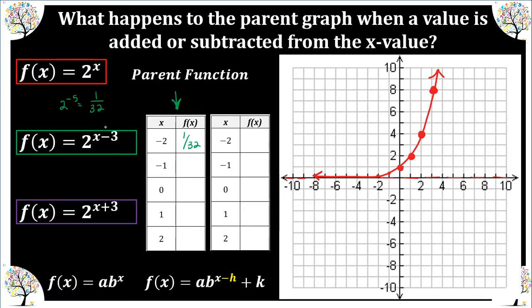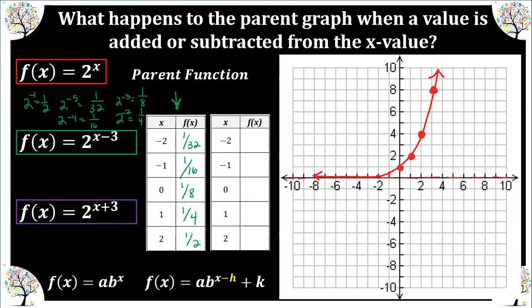Now I'm going to plug in -1. When I plug in -1, I get 2 to the -1 minus 3, which is -4, and we get 1 over 16. When I plug in 0, I get -3, 2 to the -3. This is going to be 1 over 8. When we plug in 1, we get 2 to the -2, which is going to be 1 over 4. And when we plug in 2, we're going to have 2. When I plug in 2 for x, I get 2 to the -1, which is going to be 1/2.